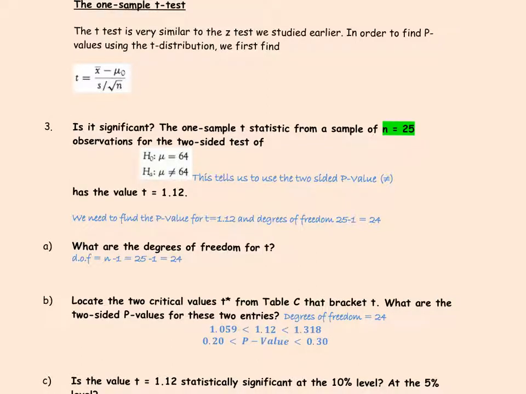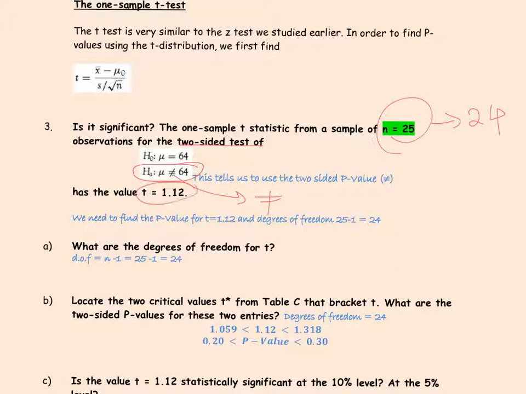In this video, we'll discuss hypothesis tests using T procedure. Let's look at the first problem. The sample size is 25. Immediately we know degrees of freedom is 24. We need to do a two-sided test, and that's clear from this. The alternative hypothesis has a not equal to, which means we need to do a two-sided test.